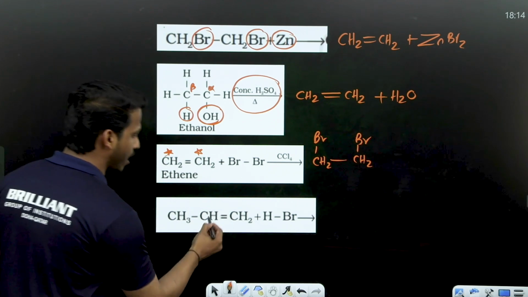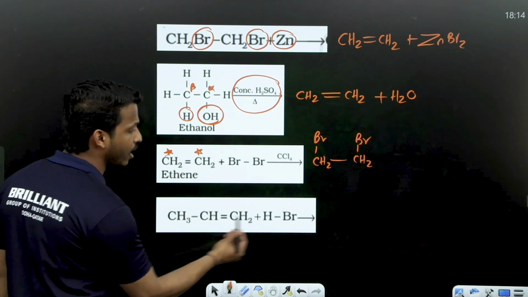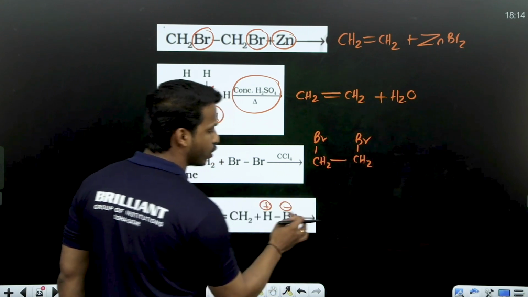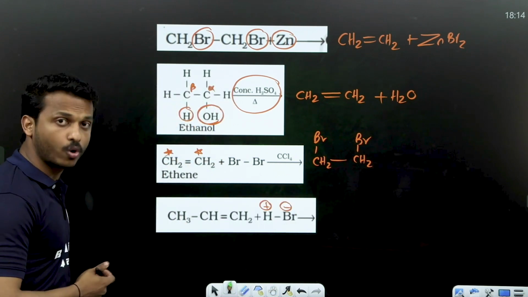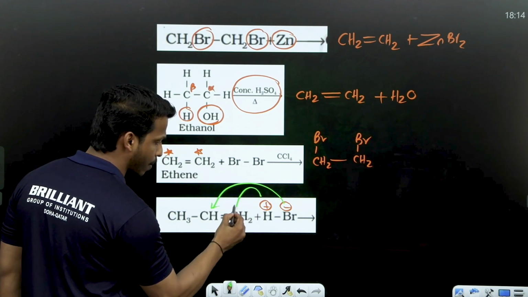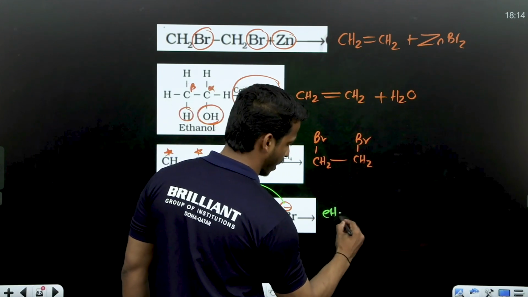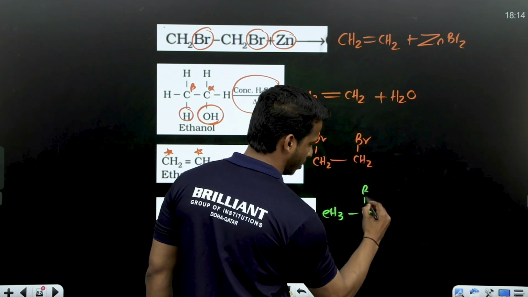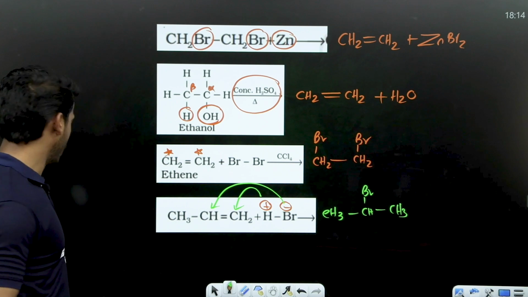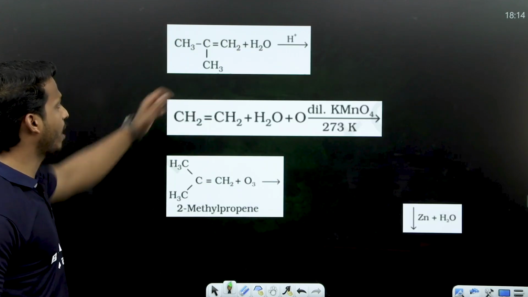What is this? It is an unsymmetrical alkene to which HBr is added, in the absence of peroxide. Follow Markovnikov's rule. The negative part goes to the carbon with less hydrogen, the positive part goes to the carbon with more hydrogen, and you will get Br on this carbon, right? Which rule are you following? Markovnikov's rule, you may get it.